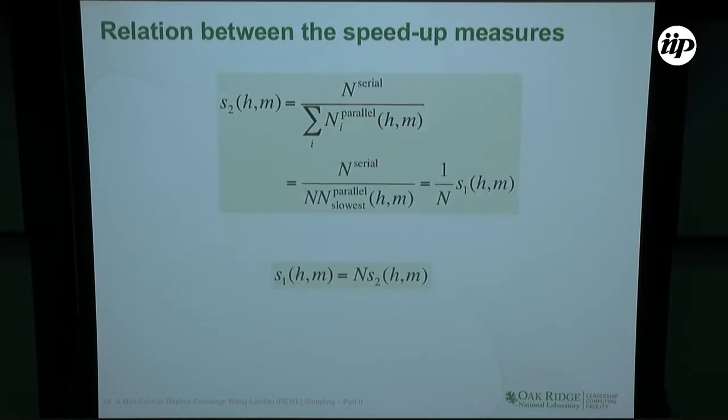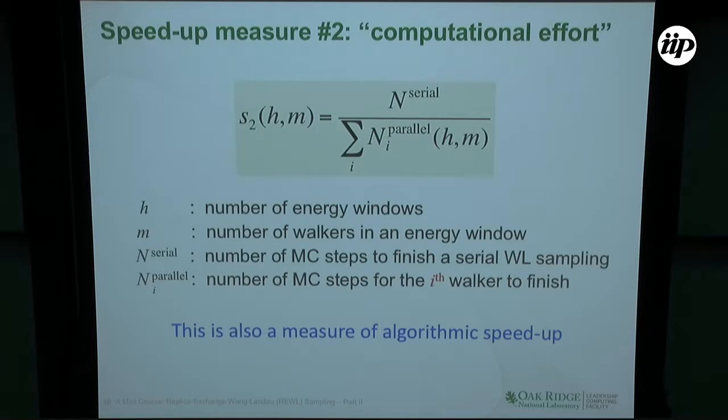And then the second one is a little bit different, but it's also relevant. If we look at the total computational effort taken by the zero Wang-Landau sampling and the parallel Wang-Landau sampling, we can also ask, what is the total number of Monte Carlo steps compared to the total number of Monte Carlo steps by all the walkers added together? So this is the second measure we are also looking at.